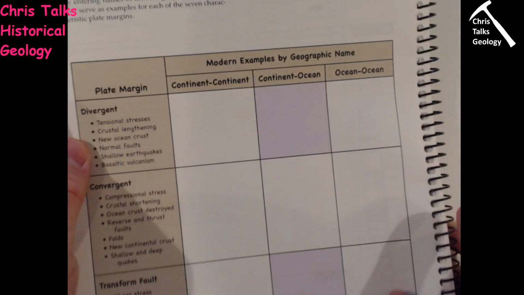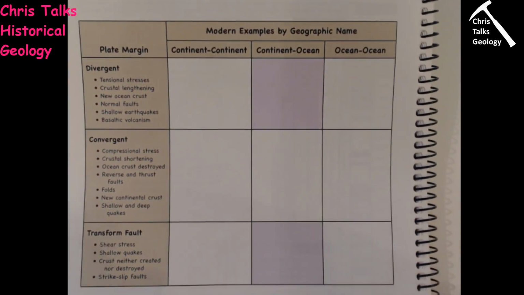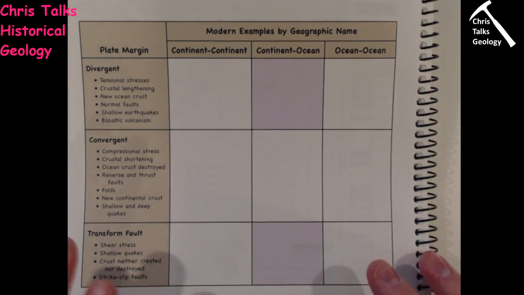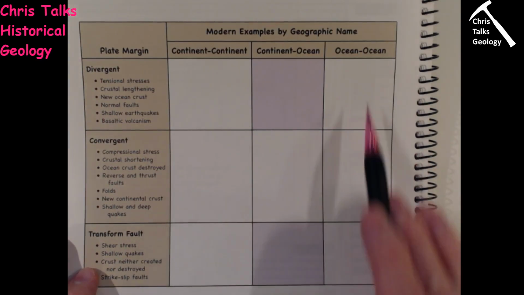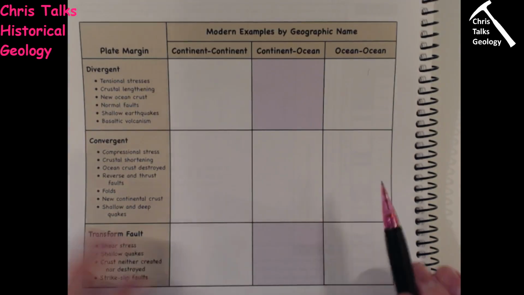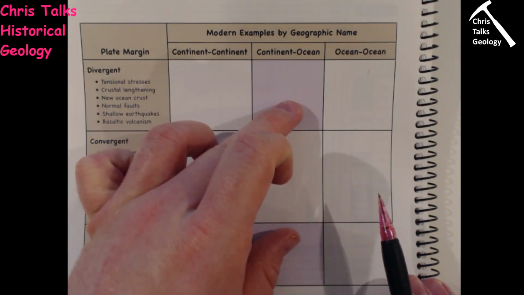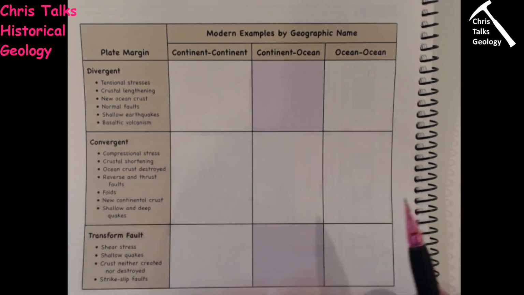Now, part C, as you can see here, consists of a table, which I'm going to try and get into the full field of view. There we go. And I don't want much for part C. What I'm looking for is simply a modern example of each of the different types of boundary in the white squares. Not the purple squares, ignore those. I'm looking for a modern example of each of these types of boundary.